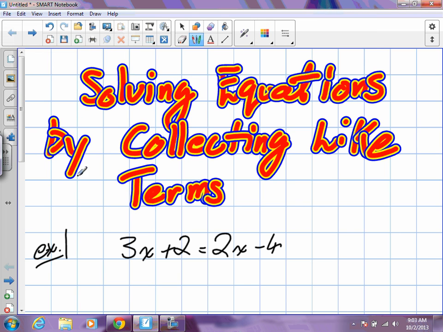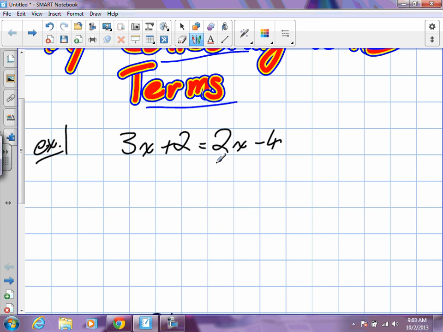Okay, we're solving equations by collecting like terms. This is something we did last chapter, collecting like terms. So, we have our first example here. What I'm going to do is I'm actually going to define what my like terms are to start.